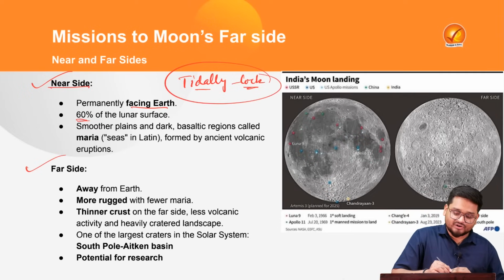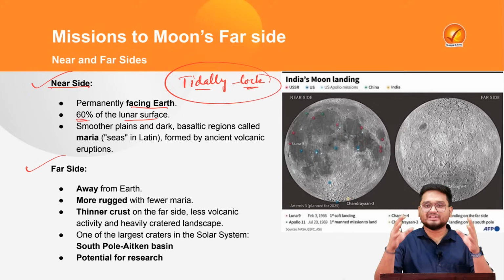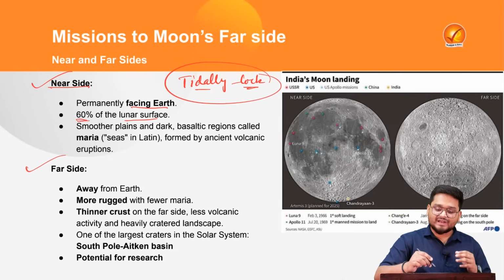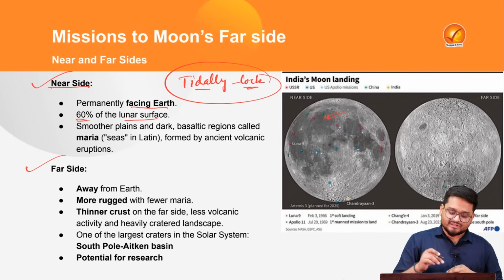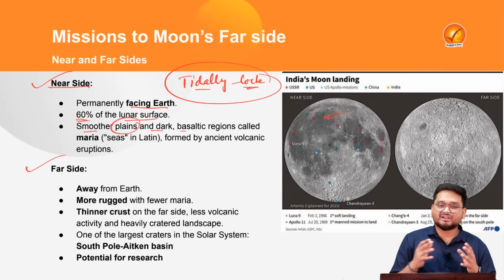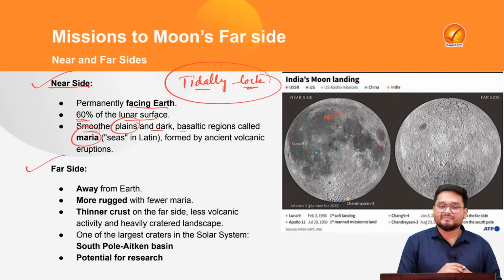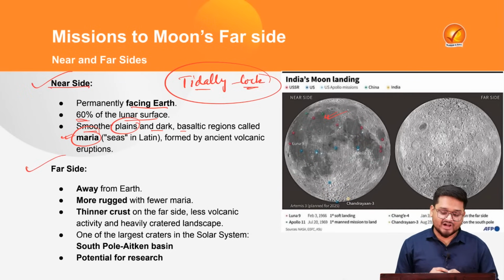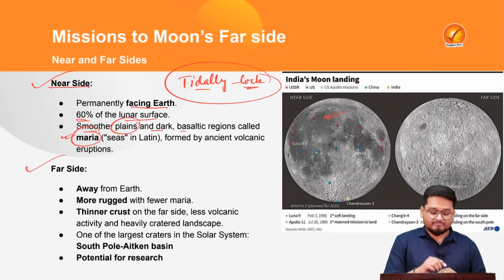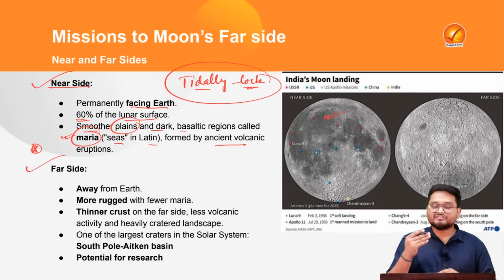And 60% of the lunar surface is actually seen from the near side, the side we can always see. This side is very smooth, having smoother plains and dark basaltic regions which are known as maria. Maria is a very important term, because it has been asked by UPSC time and again. Maria in Latin means seas, and these are formed by ancient volcanic eruptions.